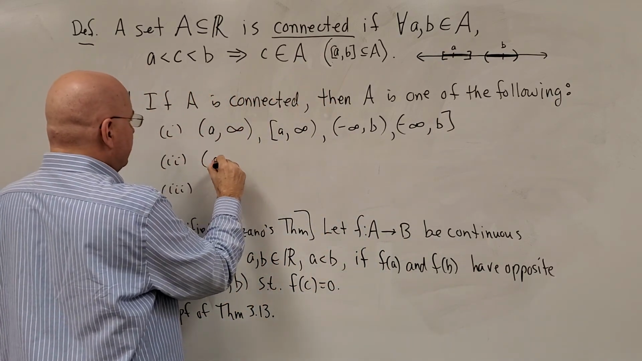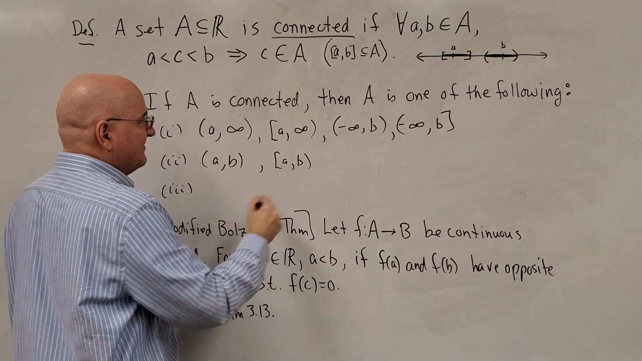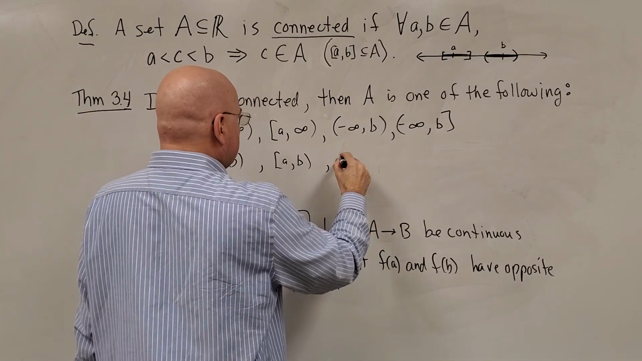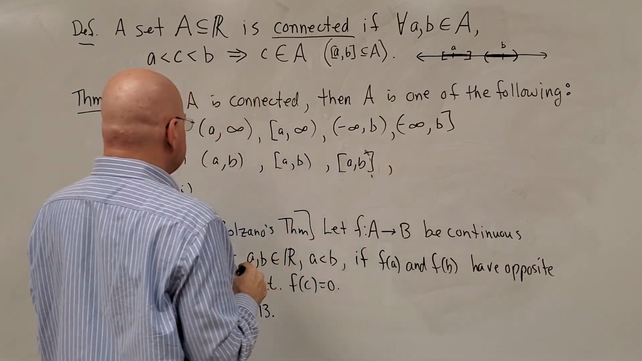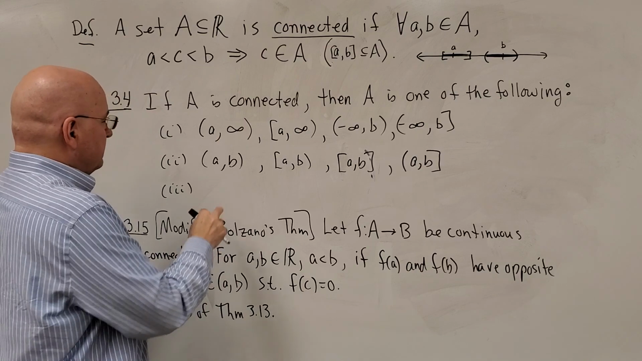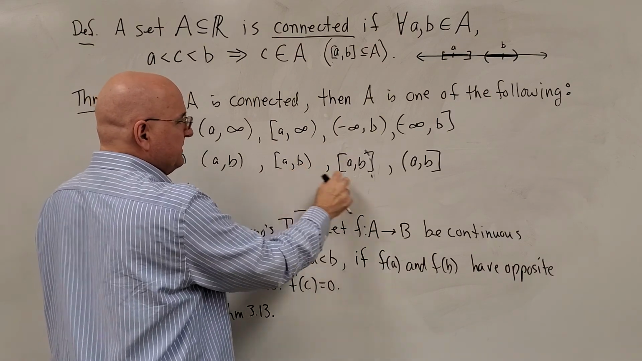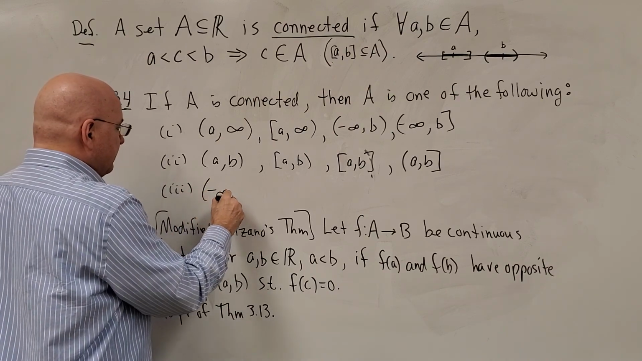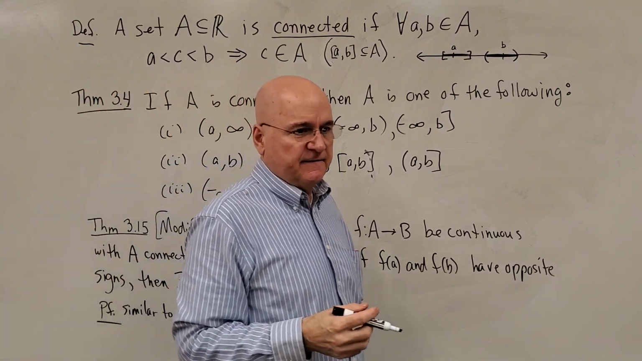It could also be of the form (A,B), or the closed interval [A,B], and which one am I missing? [A,B) or (A,B], closed on one side and open on the other. So the open interval, the closed interval, the half open interval, where the open side is either on the B side or on the A side. And then the last one would be the entire real line. The entire real line is connected.